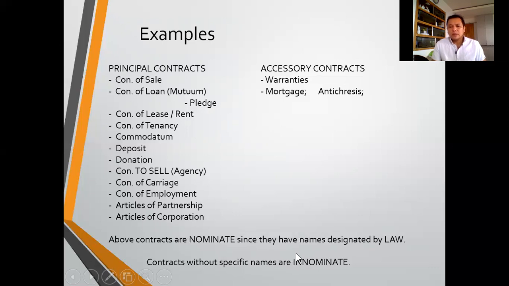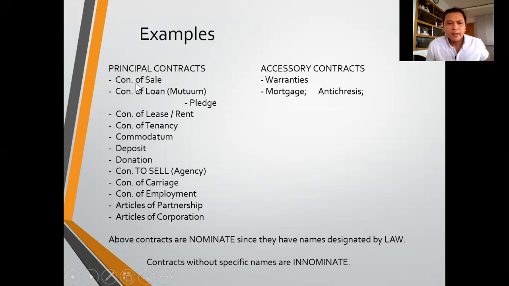So what are the different kinds or examples of contracts? So principal contracts, meaning they can stand alone or stand by itself without the need of any other contract. While accessory contracts cannot stand on its own. It needs a principal contract.